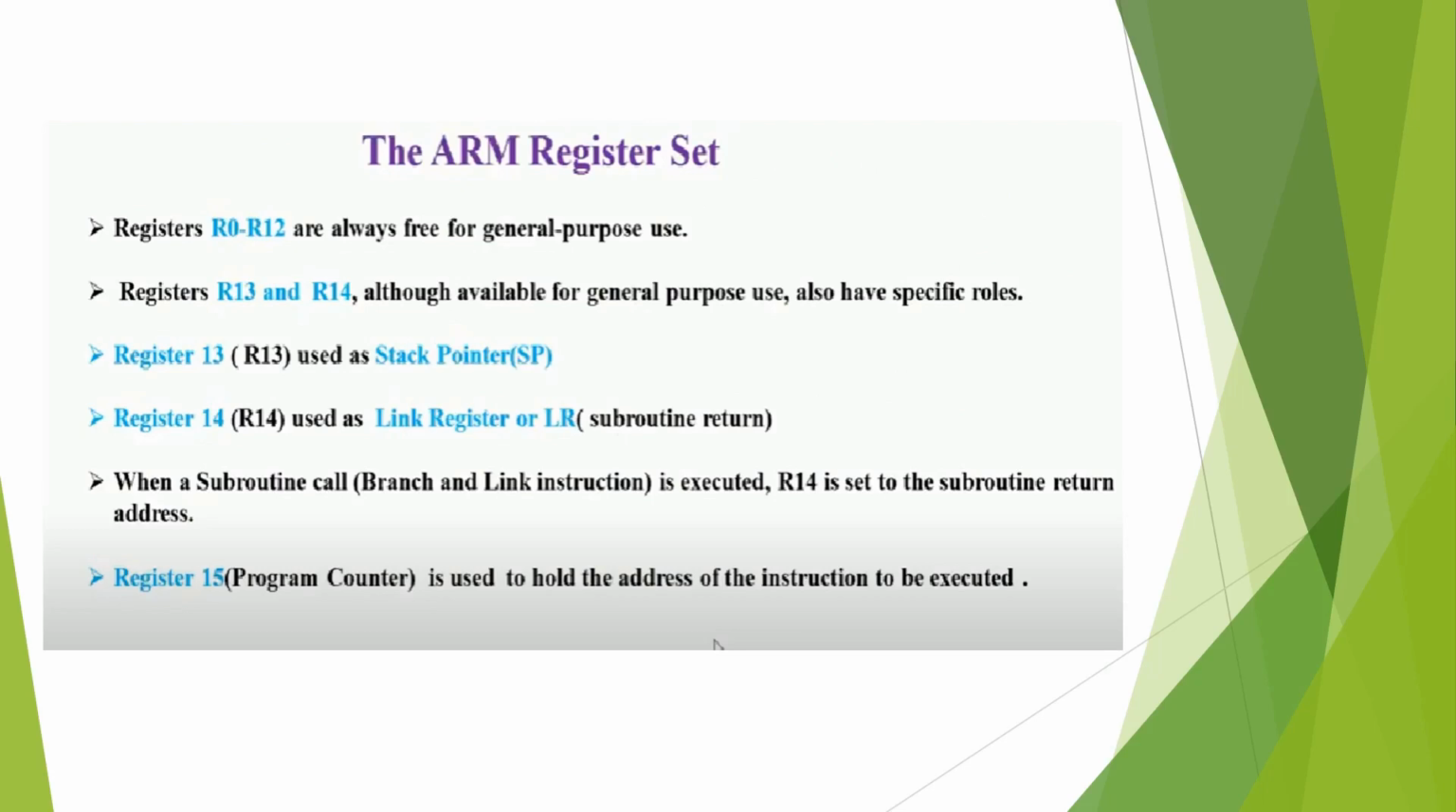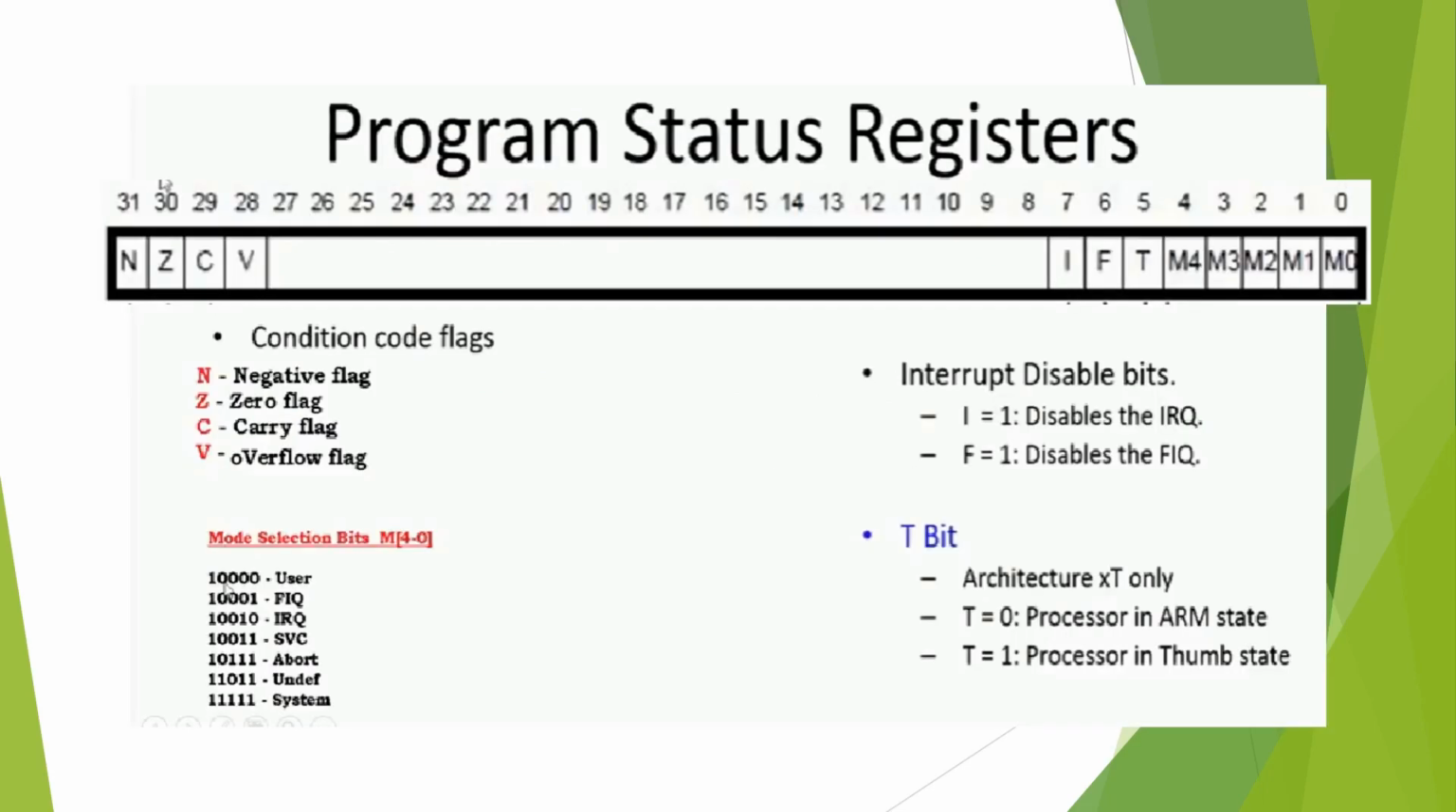So this is what I discussed in the previous slide. This is very important, this program status register. It is a 32-bit register. The LSB bits give the mode of operation. See here, if it is 10000, then it is normal mode of operation, user mode of operation. If 11111, that is system operation. And if it is 10011, that means supervisor mode of operation, right?